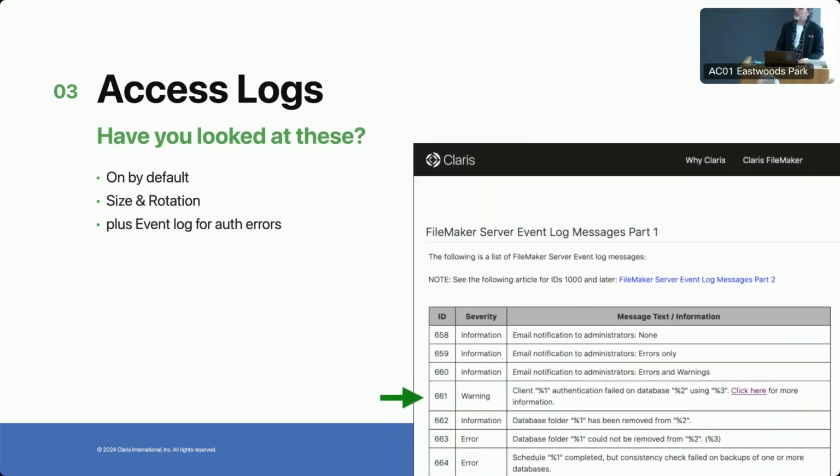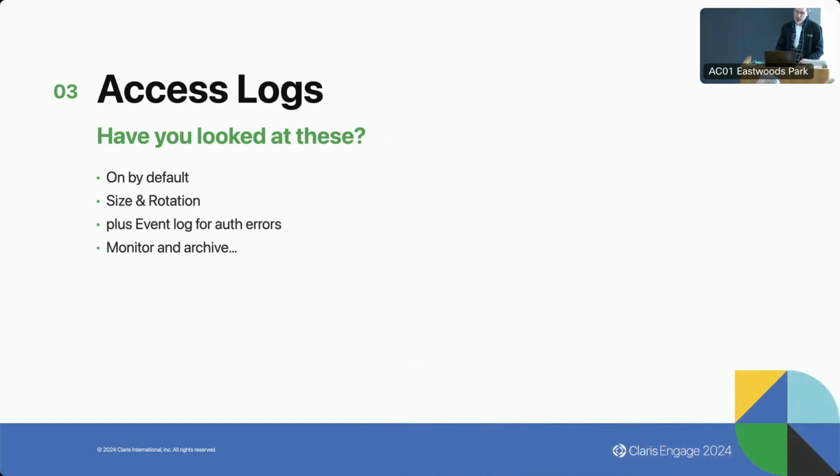The event log will log some events around authentication, like failed authentication will show up in the event log. So there too, you can set the size, but you may also want to archive these things and write them off. Right, so keep track of that.